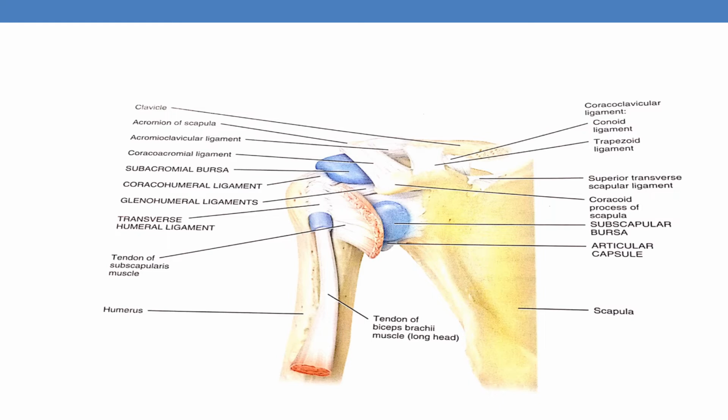Whereas this is the trapezoid ligament. Whereas this one is the conoid ligament. And this is the clavicle. And this blue colored one here is the subacromial bursa. And this one is the coracohumeral ligament. And this one is the glenohumeral ligament. Whereas this one is the transverse humeral ligament.